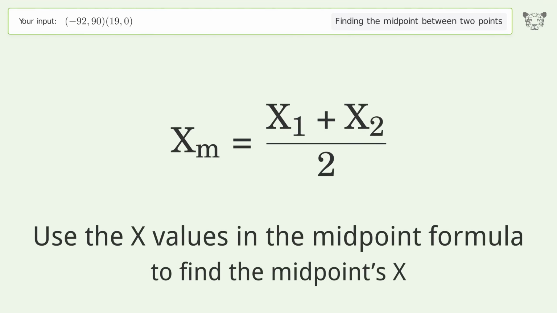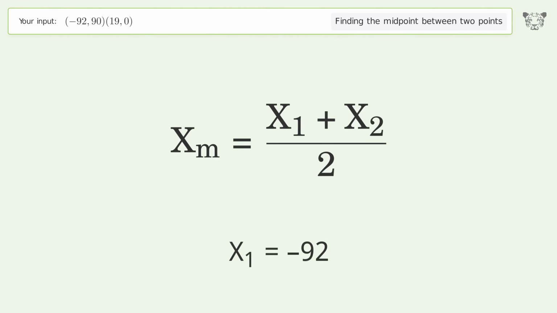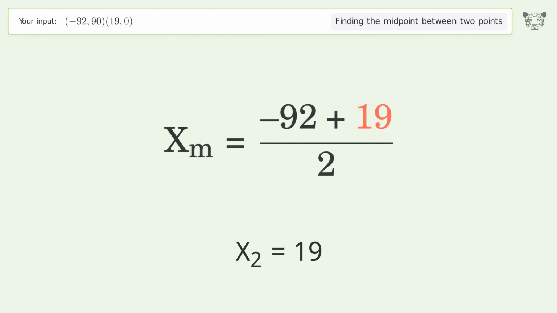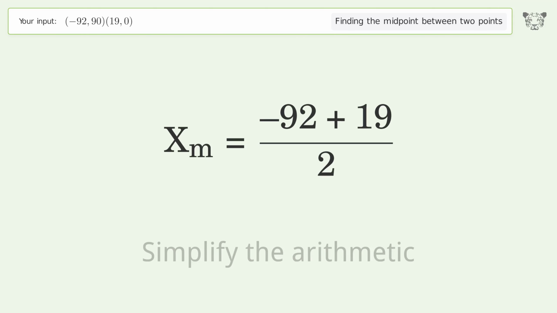Use the x values in the midpoint formula to find the midpoint's x. x1 equals negative 92. x2 equals 19. Simplify the arithmetic.